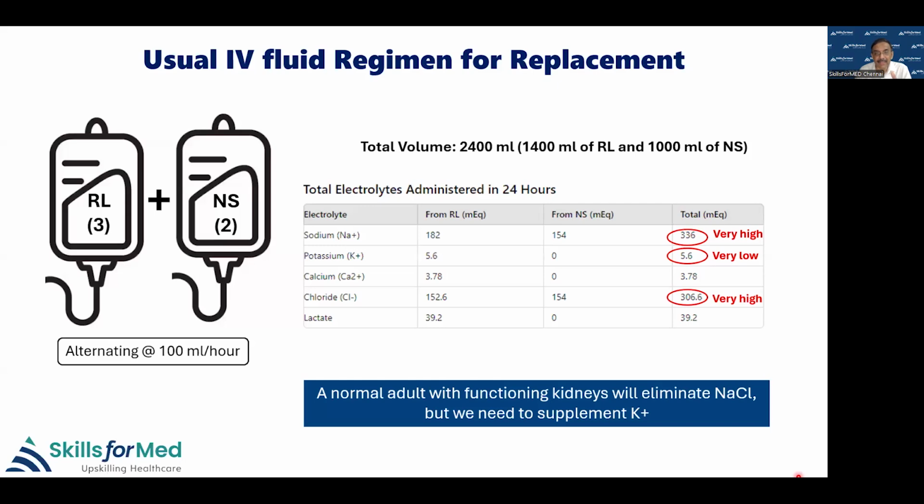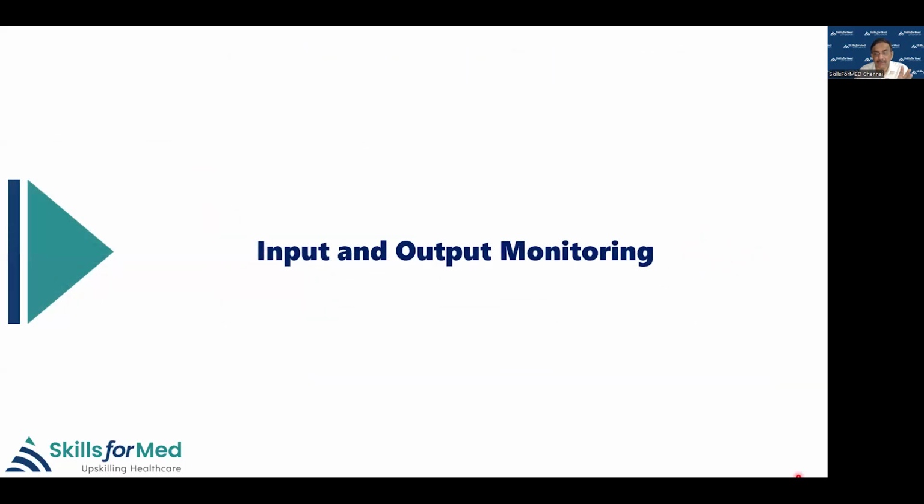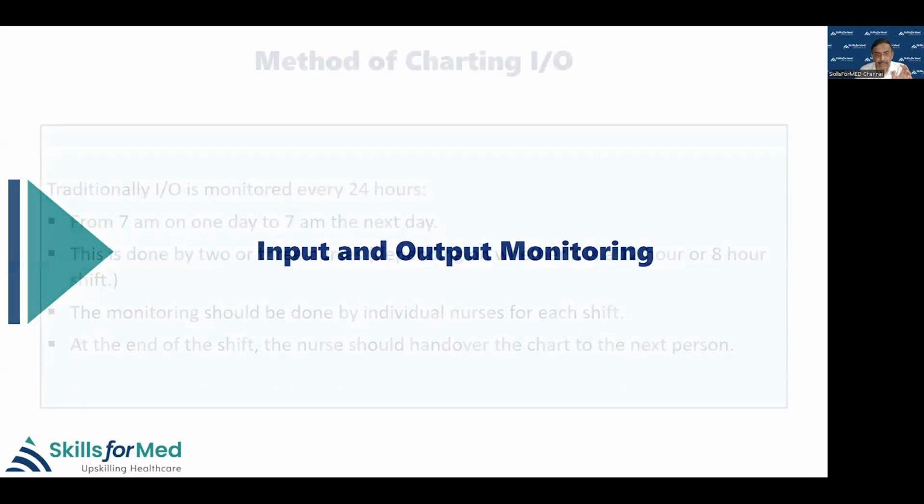But why I'm highlighting it is this is a regimen which is used very commonly in most hospitals, and it will lead to excess salt. So a better option will be Ringer's lactate with half normal dextrose with half normal saline. Okay, so this is in general, and then now we get into input and output monitoring.